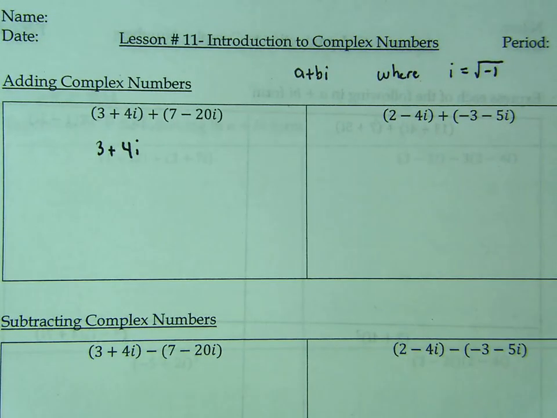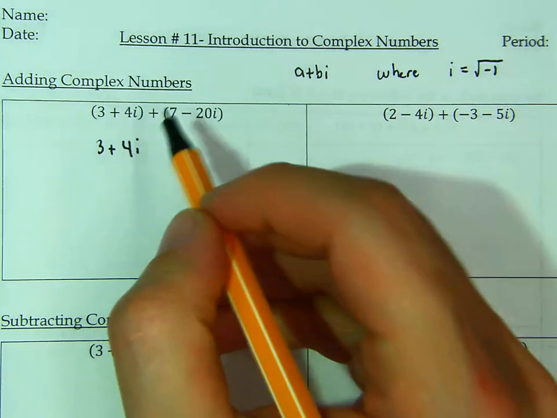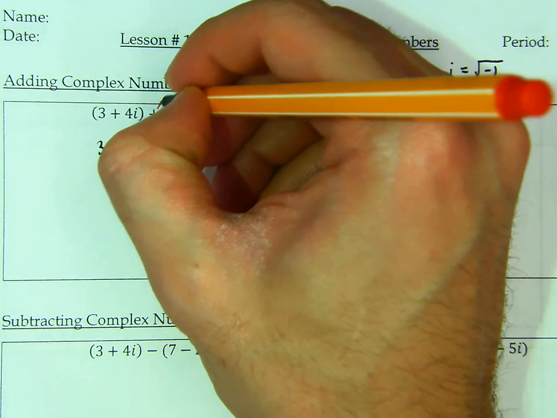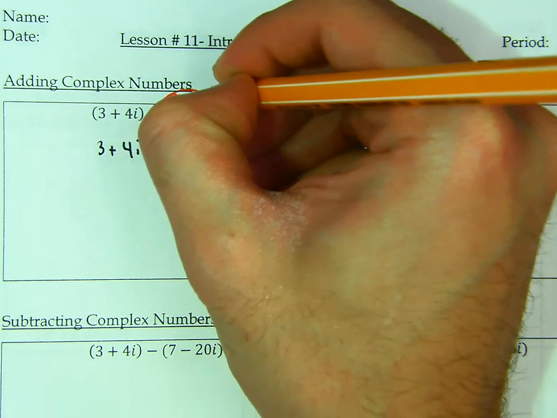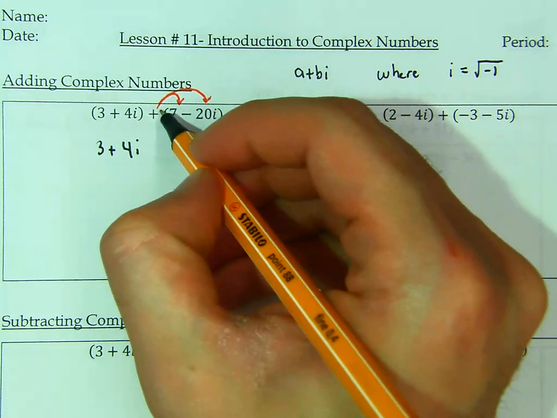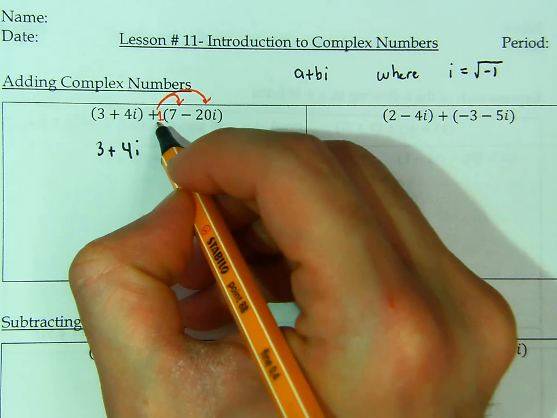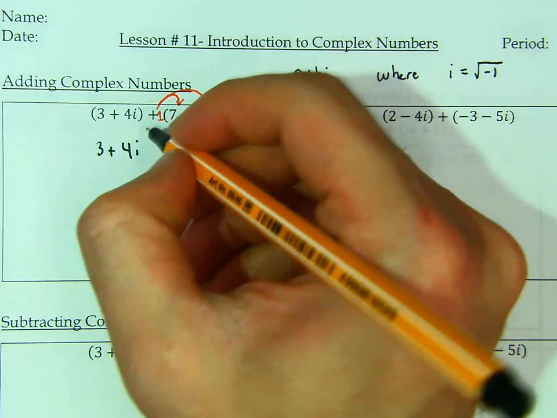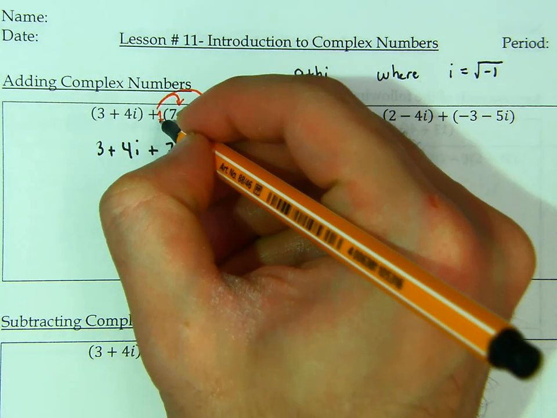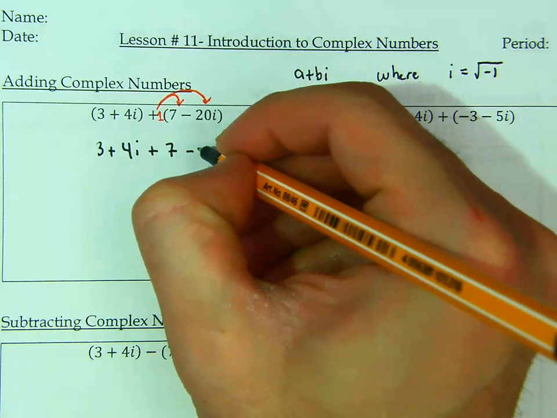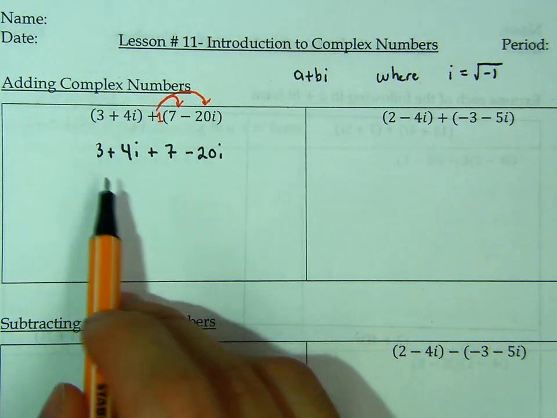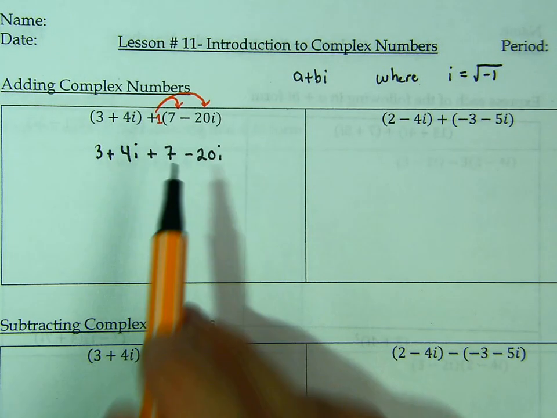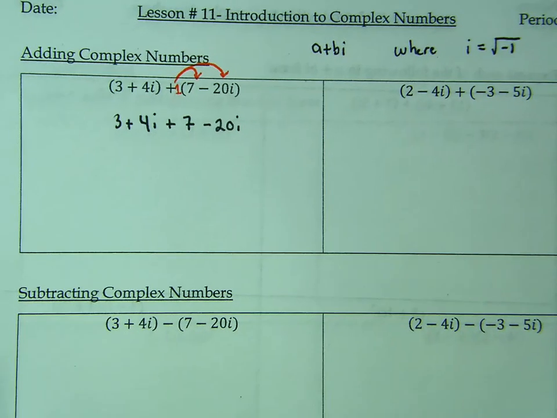Now, note what is happening with this positive. You are multiplying a positive 1 on the inside. There's this invisible positive 1. And what's 1 times 7? That's just 7. What is 1 times negative 20i? It's just negative 20i. So notice everything just stayed the same. It'll be a little bit different when we do this one.